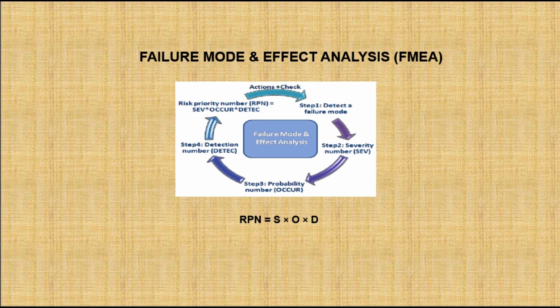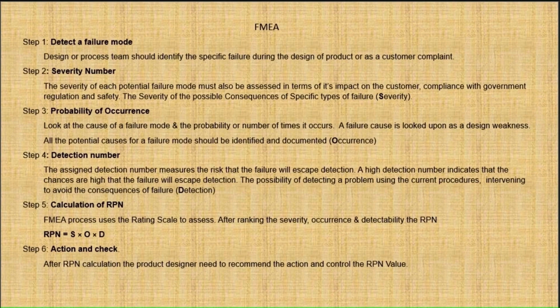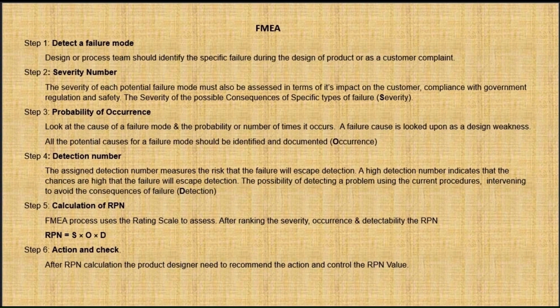If the chances are high that the failure will escape detection, it is critical to find out, so in the ranking scale we give 10. If you can find it easily, we give 1. Try to minimize this RPN value, whatever your current RPN value is.